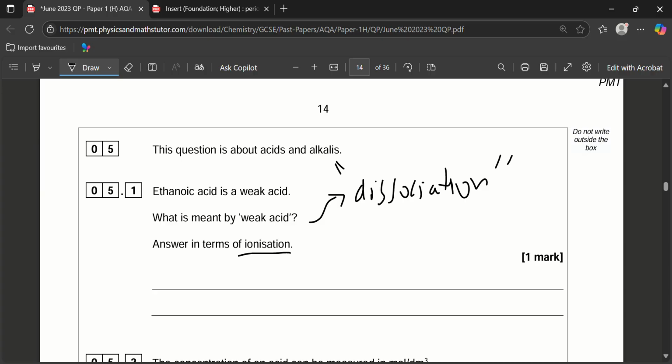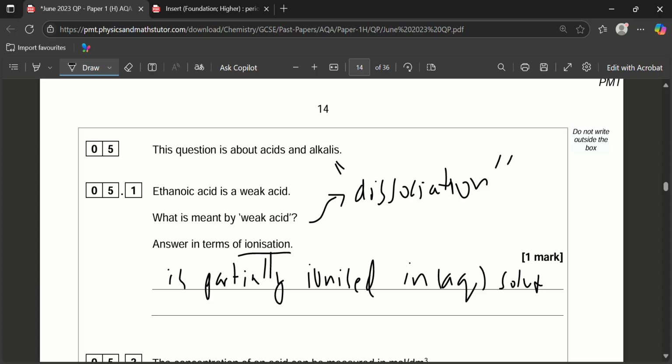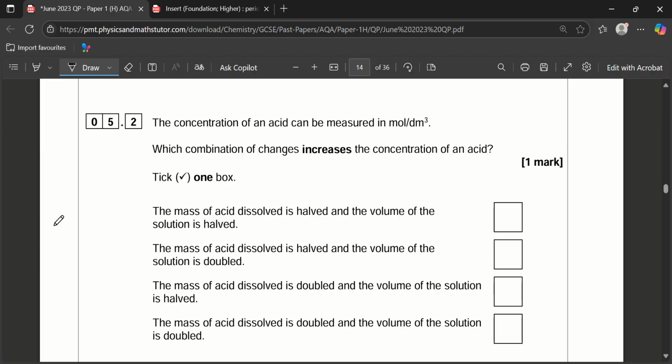So usually you can use the words dissociation here, but since it's about ionization, we can't use the words dissociation. So we'll write down instead, we'll just directly substitute two words, and we'll say that a weak acid is an acid that partially ionizes, or is partially ionized in aqueous solution.